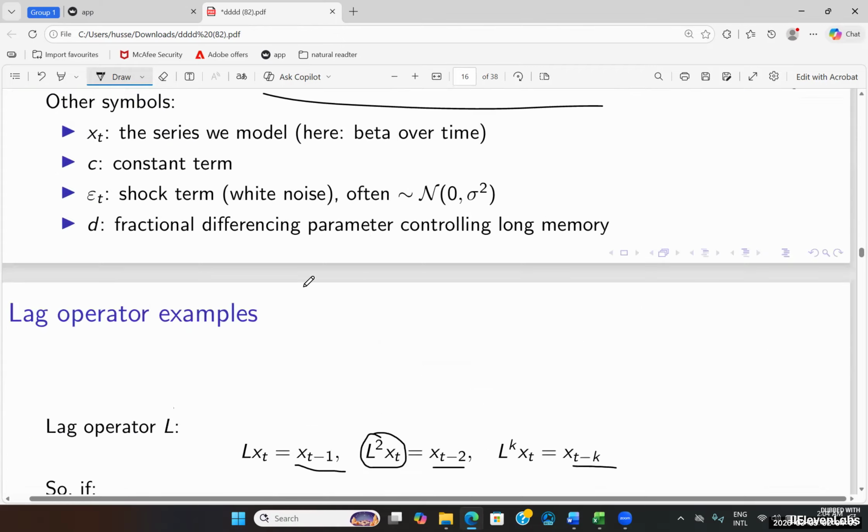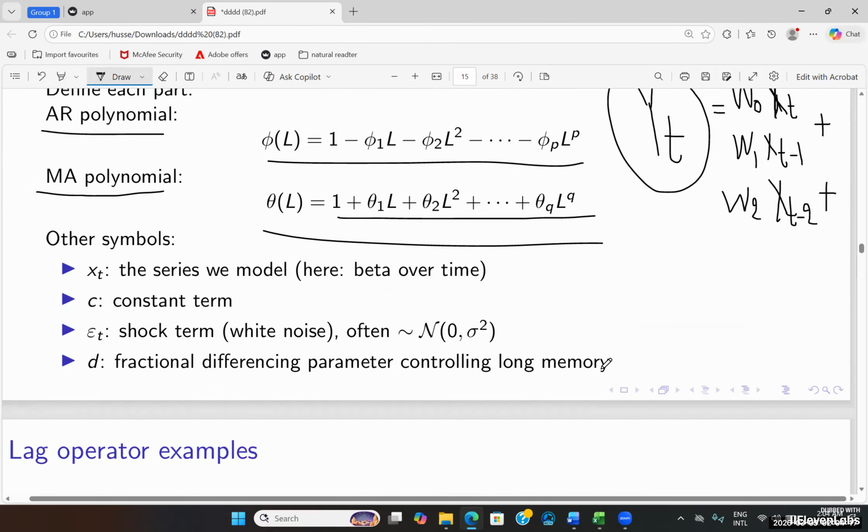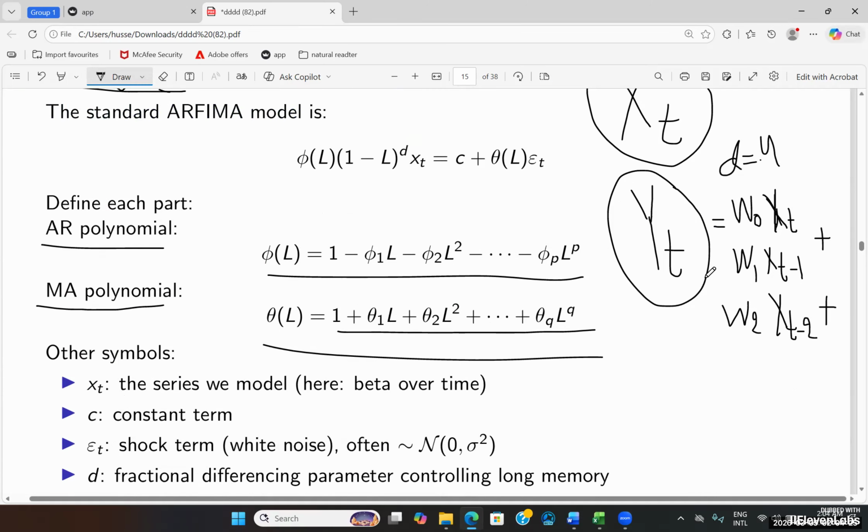So, how exactly can we find the value of w? The w in this case is determined by the math of this particular equation. For example, if d equals 0.4, now we're going to determine these specific weights. W0 naturally is 1. We always begin with that initial value. Now for W1, if you carefully apply that equation, you'll find it comes out to be negative 0.4. And then for W2, the value will be computed similarly, and so on.